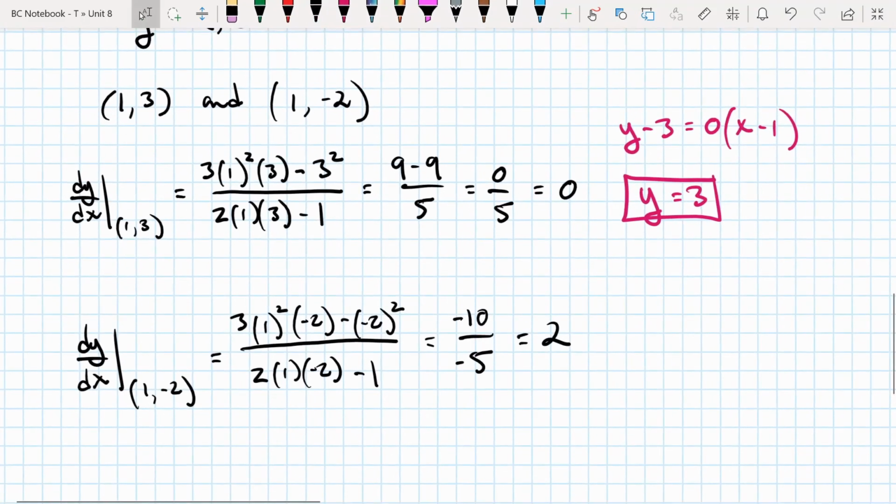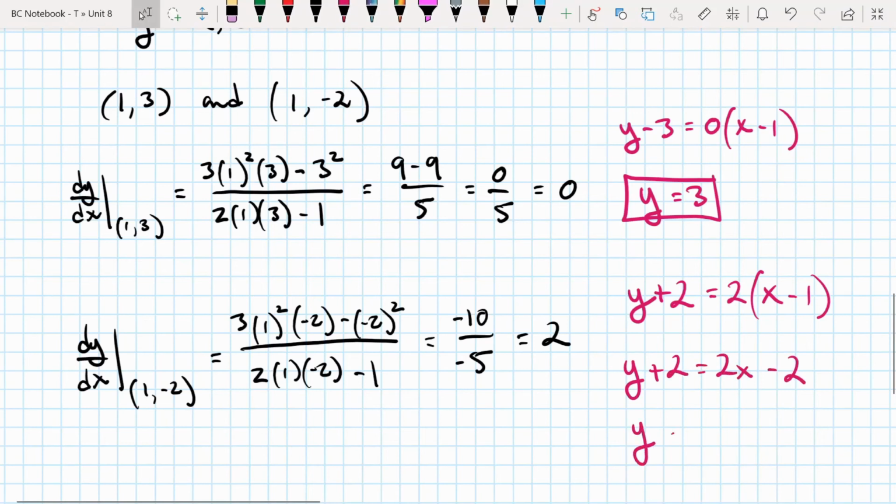And so the equation of the tangent line for this one is going to be y minus negative 2 equals 2 times x minus 1. Okay, you can leave it like that. Let's just rewrite it and solve for y. So y equals 2x minus 4. And that's going to be our answer for this one.